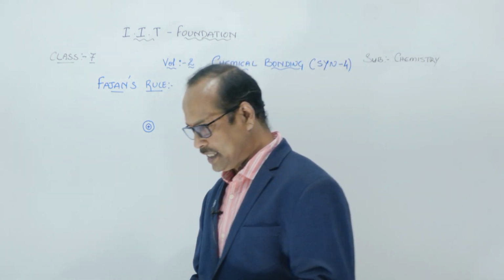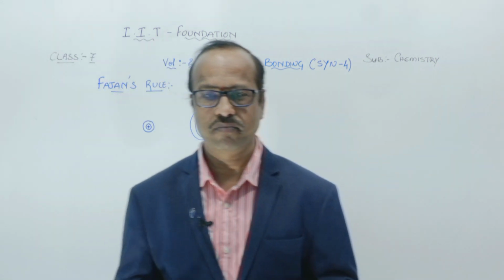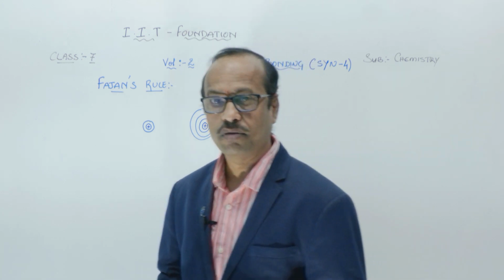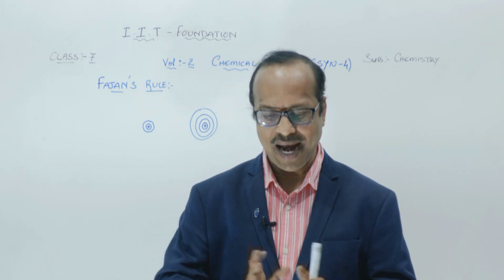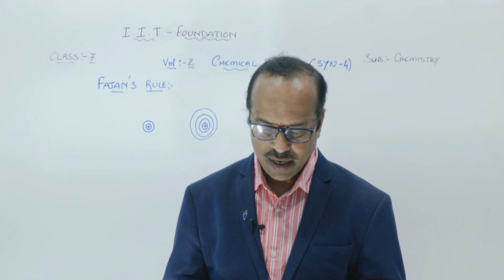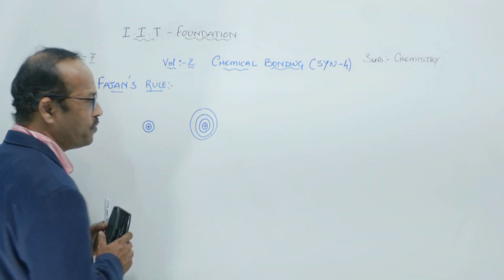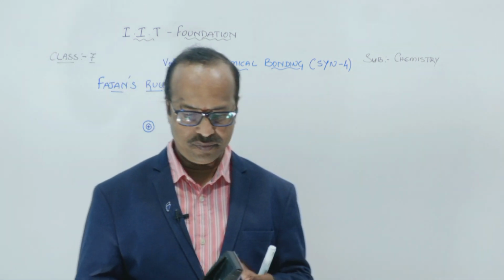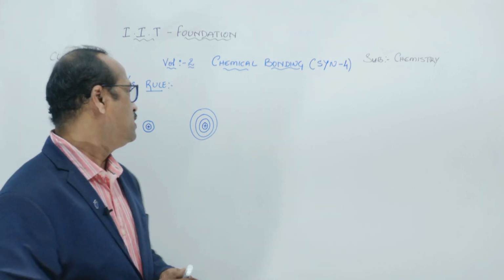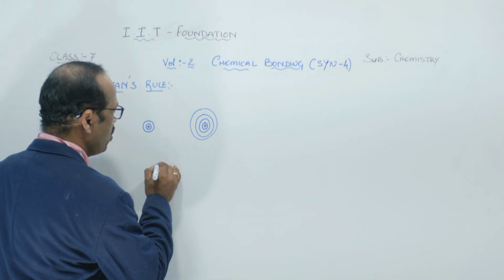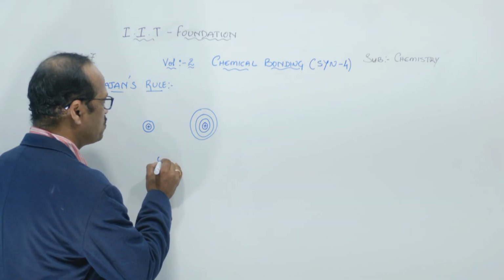Now, students, here you see, this small atom is a cation. Let me imagine that this is a cation. Cation means it has a positive charge. So I have taken one small cation, and I have taken one big anion. So this is a small cation, in which there is more positive charge.